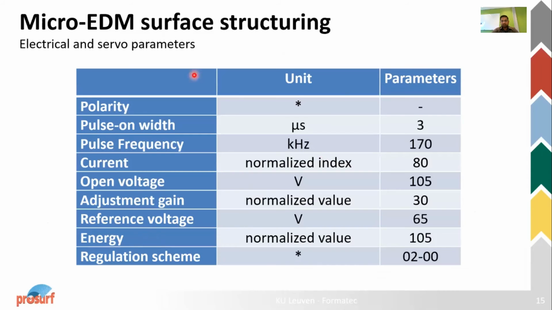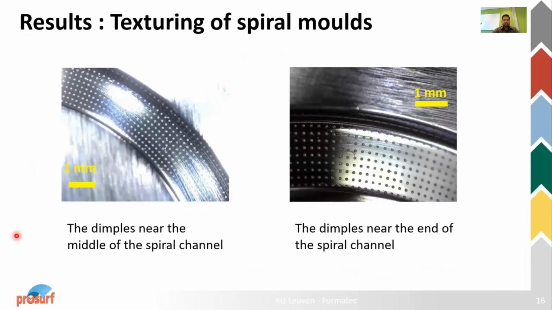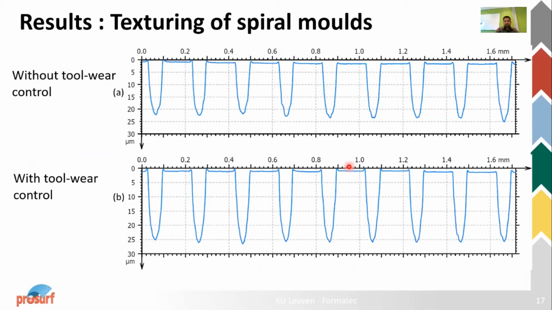These were the parameters used for the microEDM surface structuring. These are the electrical parameters and also the servo parameters for the gap control. And these are the results of texturing of the spiral mold. This is the overview and an optical image around the middle of the spiral channel, and this is near the end of the trajectory of the spiral channel. We can see quite nice micro dimples with very precise spacing and very good control of diameter. This was also evaluated quantitatively here with confocal microscopy.